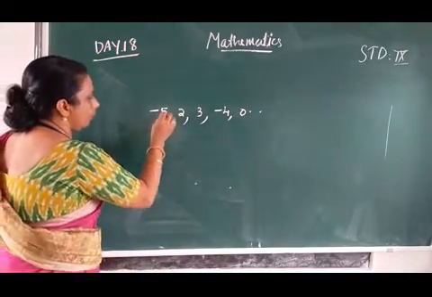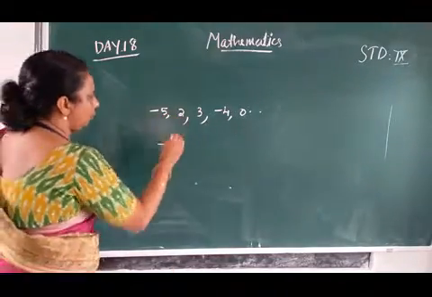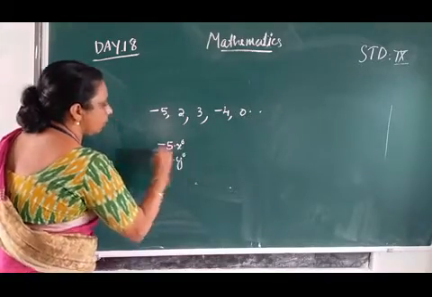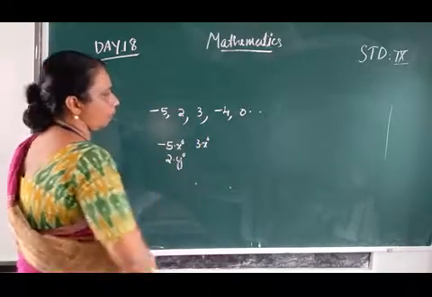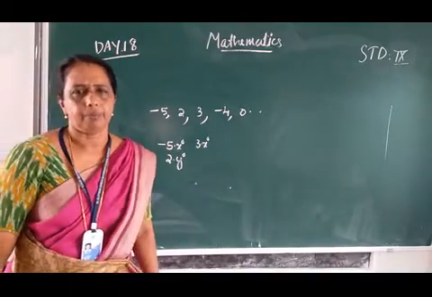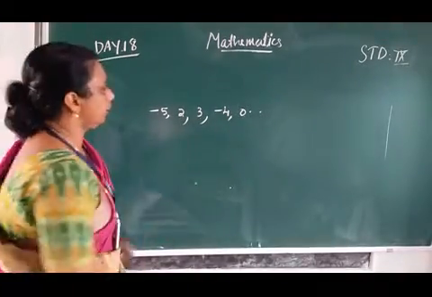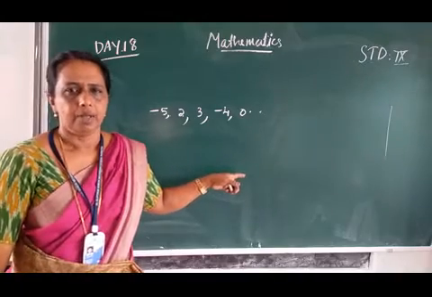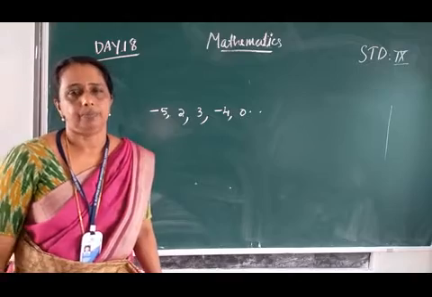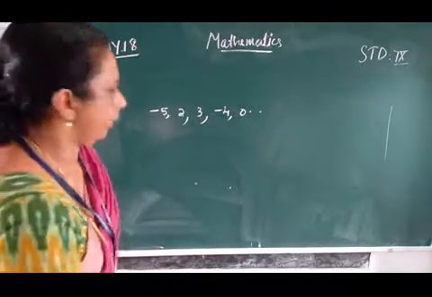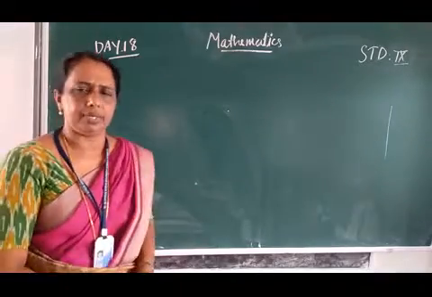Minus 5 is a polynomial in the variable x; we can write minus 5 into x raised to 0. In y we get 2 into y raised to 0. In the variable x we get 3 into x raised to 0. That way we can write these polynomials. These are called constant polynomials, and the constant polynomial 0 is also called the zero polynomial.